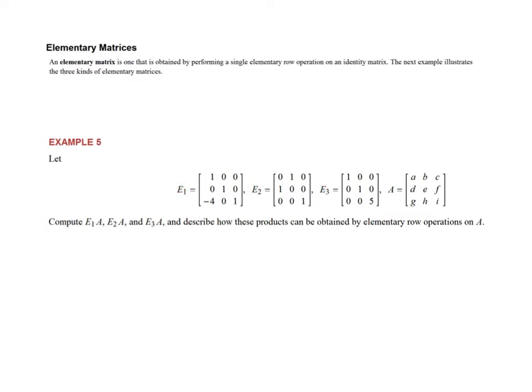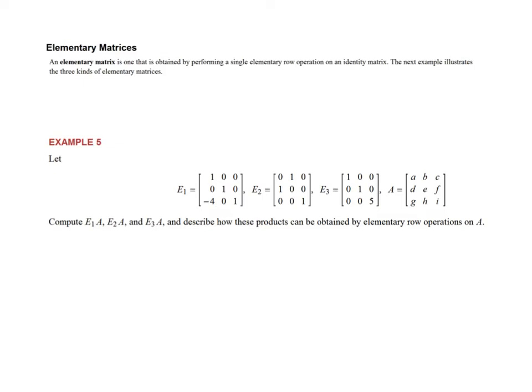So E1, for example, notice the negative 4 there, that had a replacement operation done on the identity. Negative 4 times row 1 add row 3 would produce this matrix from the identity. E2, row 2 and 3, switch them, and that produces E2. E3, scale row 3 by a factor of 5, would produce E3. Okay, so that's what that is.